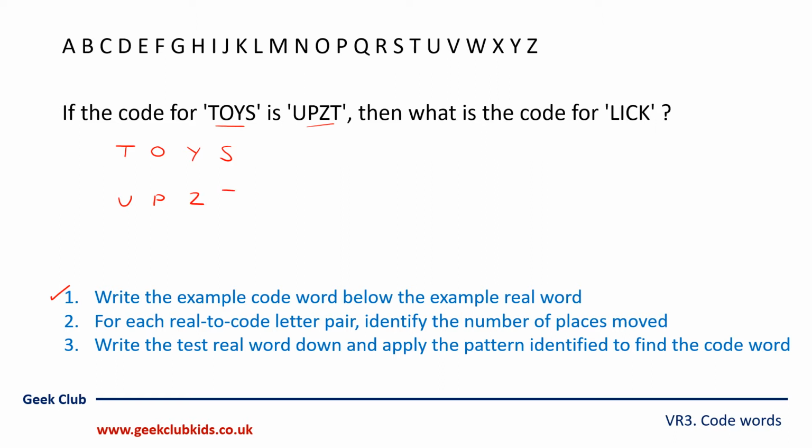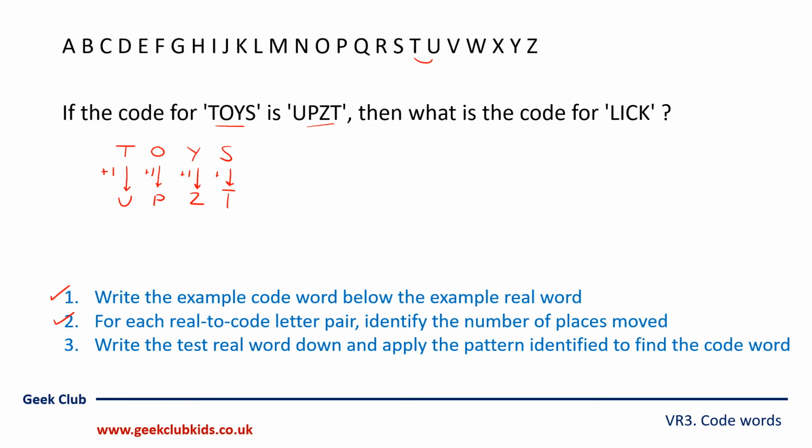The next step is for each pair of letters between the real and code words, I'm going to identify how many places have been moved. So how many places do you move to get from T to U? How many places do you move to get from O to P? And you do that for all the letters. So to go from T to U, and you can refer back to your alphabet to help you, you move forward 1 space. So I'm going to write that as forward plus 1 space. To go from O to P, again you move forward 1 space, 1 space forward from Y to Z, and 1 space forward from S to T.